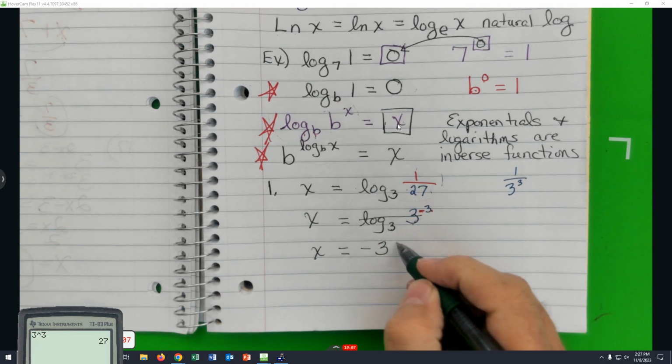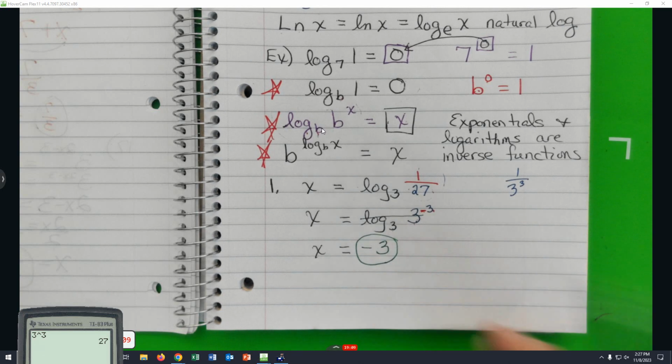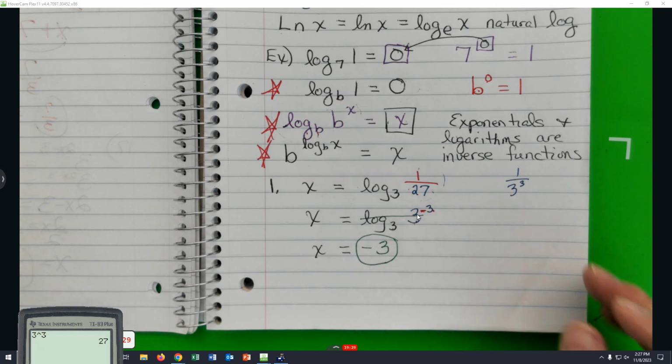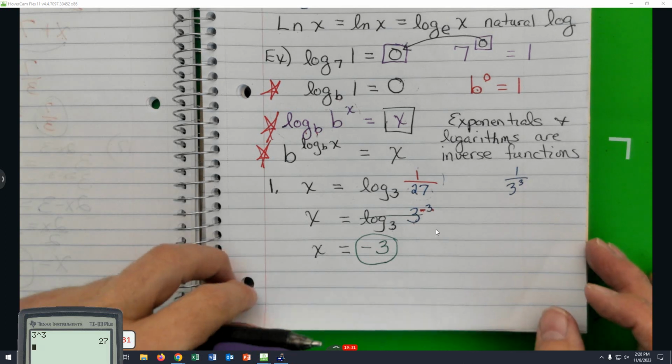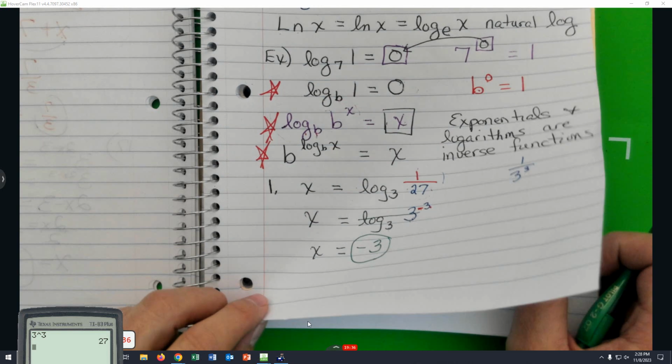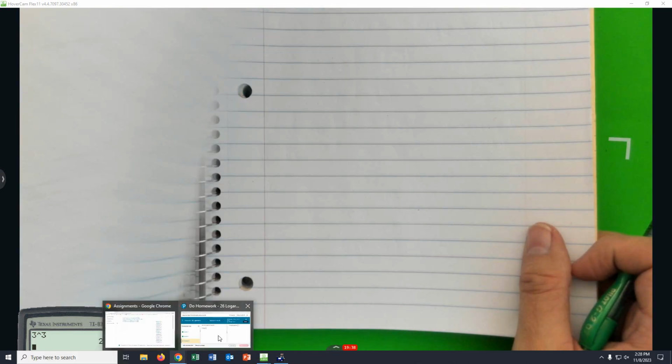And how can you do that? From this, what should hopefully become an obvious statement to you. This is asking you b to what power gives you b to the x? Well, the x power. 3 to what power will give you 3 to the negative 3? Negative 3. The logarithm to the base 3 and the exponential to the base 3 cancel out, leaving you just that exponent. Any questions there? Okay. Type in negative 3 and let's look at the next problem.